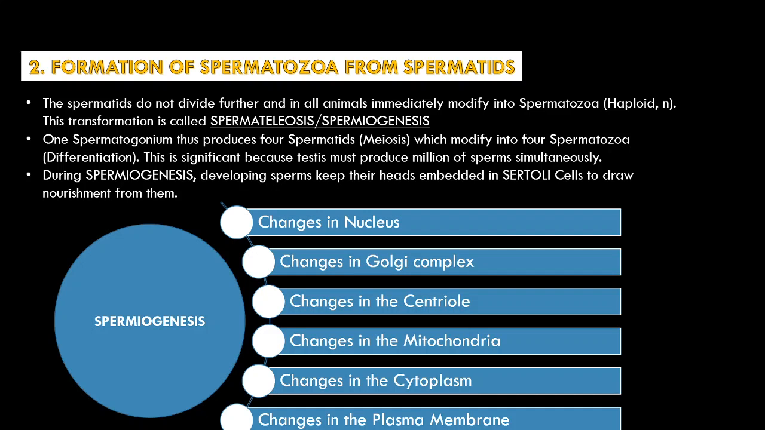During spermiogenesis, the developing sperms keep their heads embedded in the somatic cells, the nurse cells, which are called the Sertoli cells, so as to draw nourishment from them. There are many changes that take place in spermiogenesis. The changes occur in the nucleus, the Golgi complex, the centriole, the mitochondria, the cytoplasm, and the plasma membrane. So all of these organelles undergo changes in the spermatids so that they can differentiate into sperms or spermatozoa.